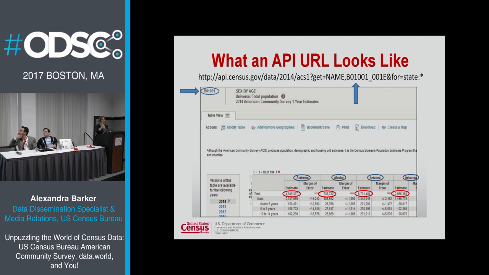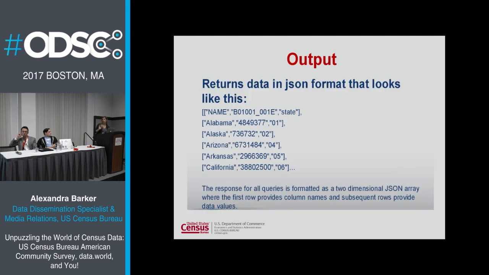In one call, you can call up to 50 variables, and you can call our API 500 times in a day. So these are your limitations here with our API.